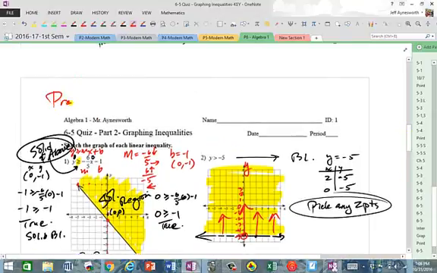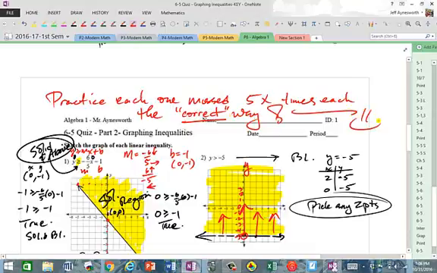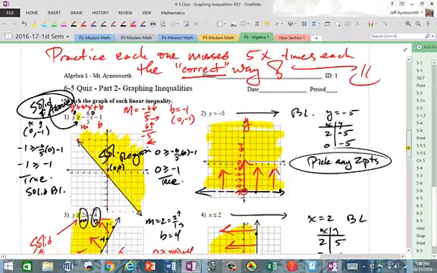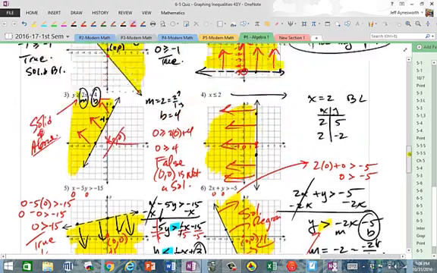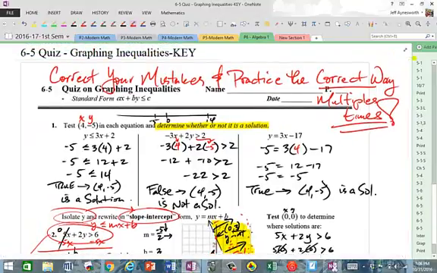Practice each one you missed 5 times each, and here's the key, the correct way. All right, you do that and you'll get better, okay? And you can also go into your notes, as I said on the previous video when we corrected a quiz, and practice ones we did in your notes the correct way. That's all it takes, guys. If you go home and actually do your homework correctly, practice the examples in your notes correctly, because perfect practice makes perfect, not just any practice, then you'll do much better, okay?